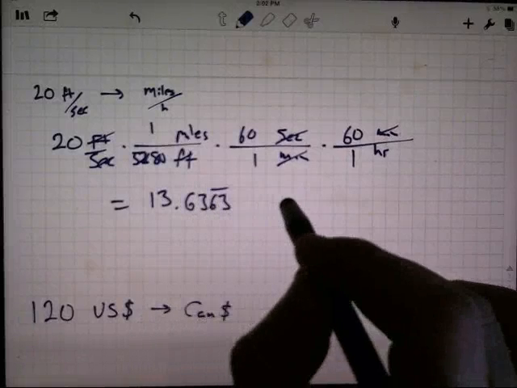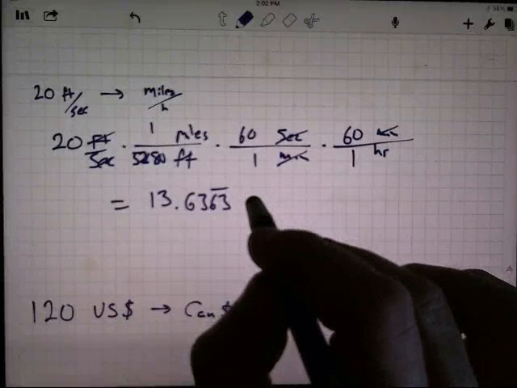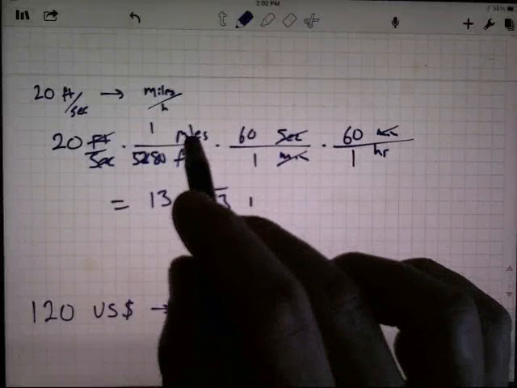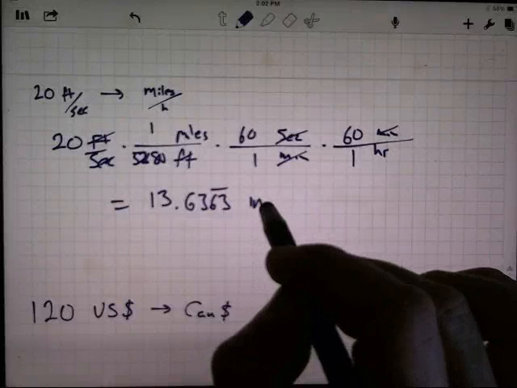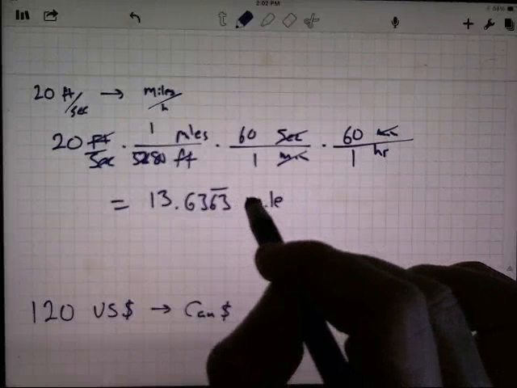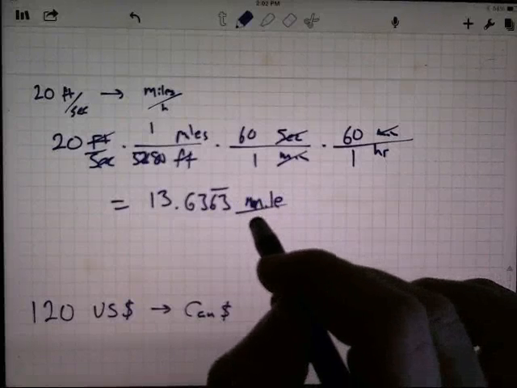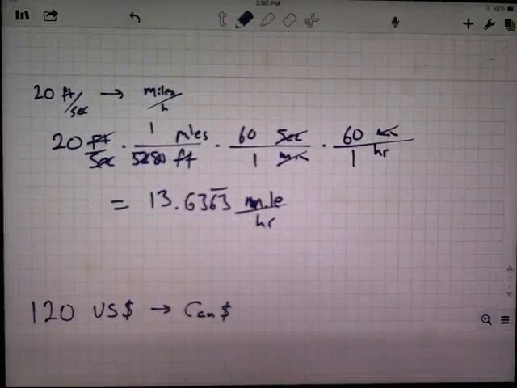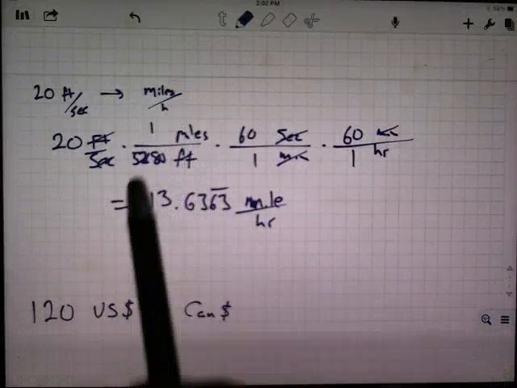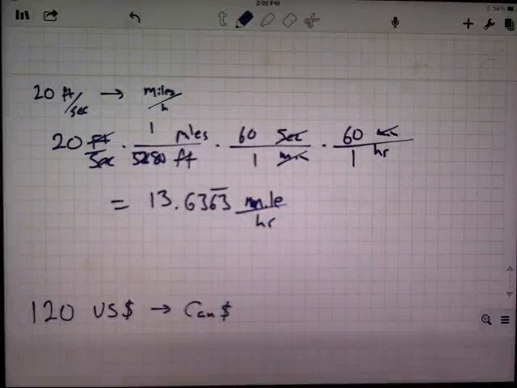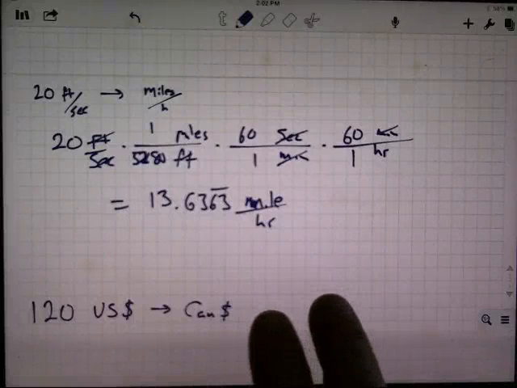For a grand total of 13.6363, repeating. That's miles per hour. Okay. We turn feet per second into miles per hour by just multiplying by the appropriate exchange rates.